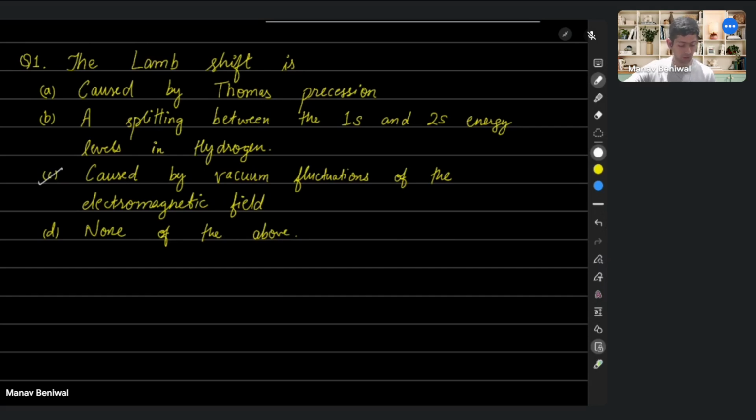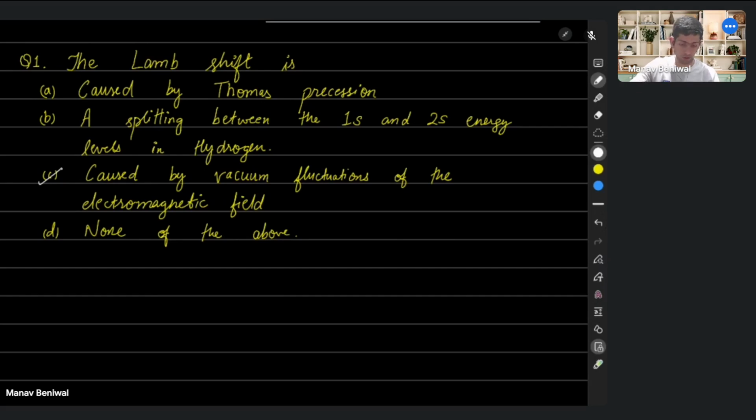What about option B, that a splitting between 1s and 2s energy levels in hydrogen is known as Lamb shift? Is this option correct or not? So this is incorrect, because it does not happen between 1s and 2s orbitals. There is no splitting between 1s and 2s energy levels in hydrogen. This is not correct.